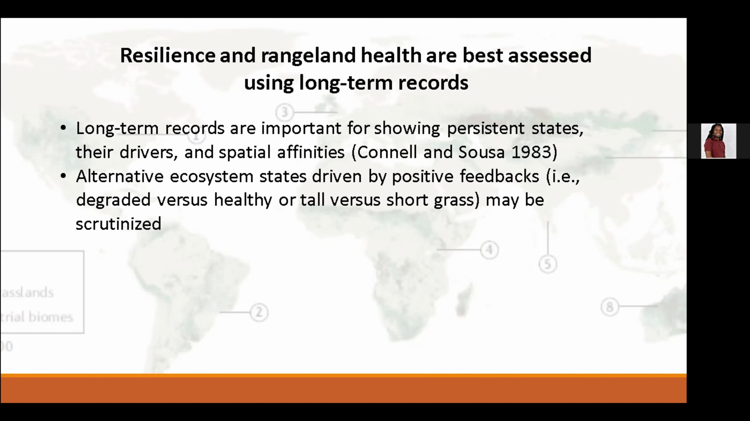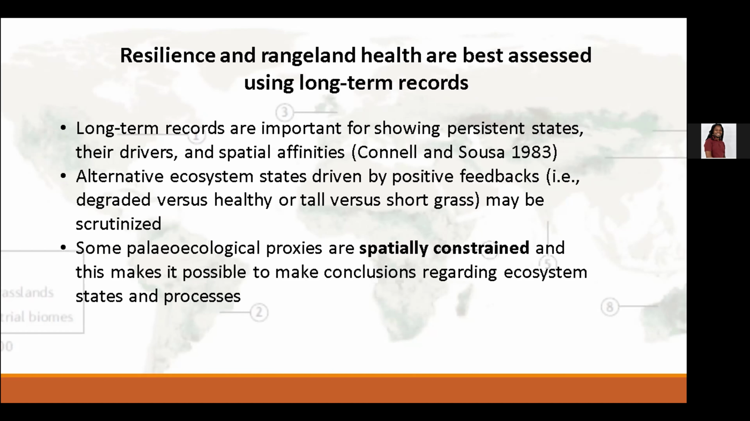And when we look further, we have to consider that alternative ecosystem states are driven by positive feedbacks. Therefore, if a system is degraded, it's likely to remain degraded, whereas if it's healthy, it's likely to remain healthy. Those factors that keep it healthy are likely to persist. Then there's another alternative state, where we think about tall versus short grasses. So we can look at these different alternate ecosystem states using long-term records.